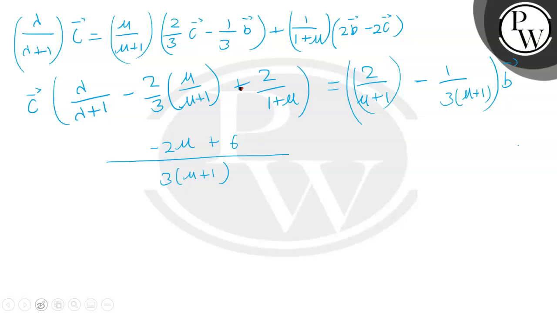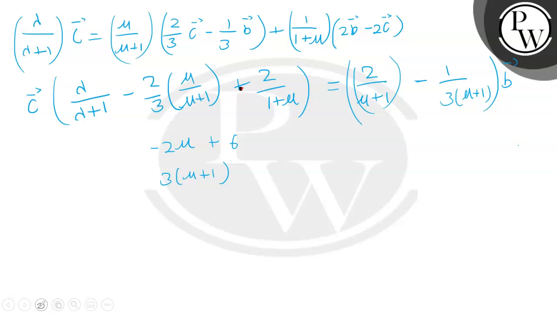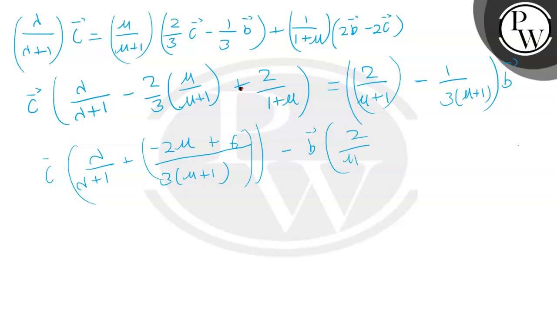Similarly, now this is going to be lambda upon lambda plus 1 into C vector minus B vector into 2 upon mu plus 1 minus 1 upon 3 mu plus 1, and this is equal to 0. Now if both are going to be 0, then we have a condition. Now taking LCM of this, we got 3 mu plus 1 into 6 minus mu, minus 6, mu minus 6.